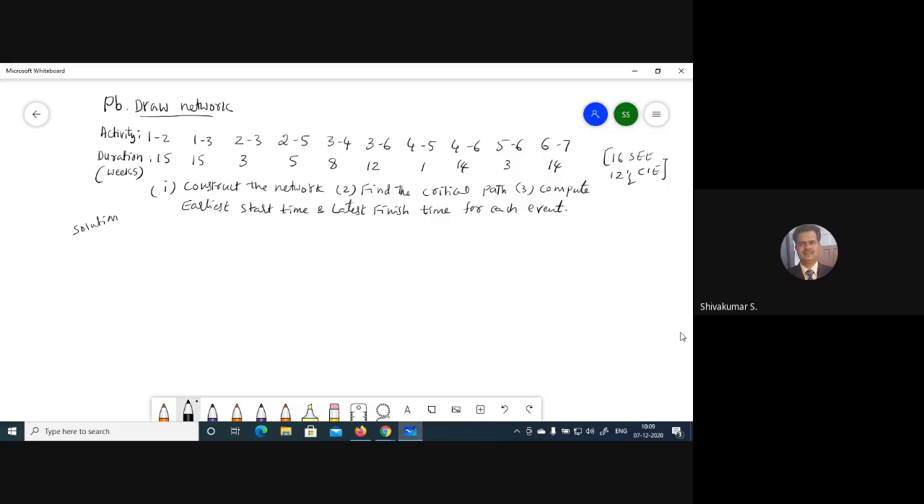So you have to find out the earliest time activity 3 can start, and the earliest time activity 6 can start. Similarly, you also have to find out the latest finish time for each event. Say, for example, 6. What is the latest time you can complete this event? Likewise, you have to find out for each event. So this is the problem. I told you this is a single question for 16 marks in SWE, and even for CIE we are going to have a single question for 12.5 marks.